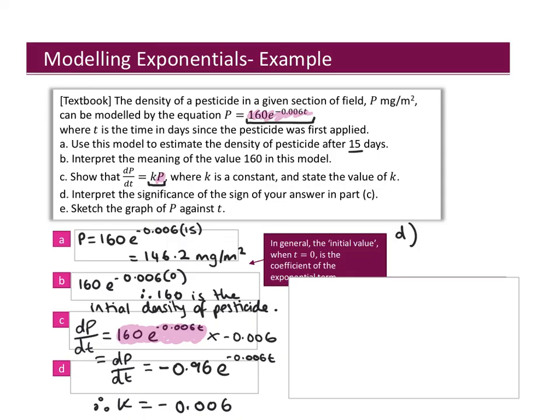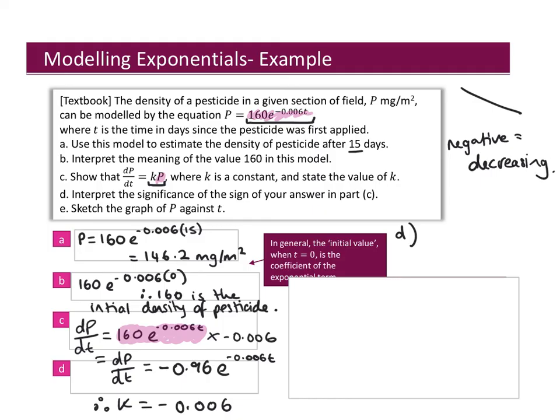Part D, I'm going to do up here. Interpret the significance of the sign of your answer in part C. Okay, the sign is negative, so that means the population is decreasing. Now we need to put this in context of the question. Remember, if it was a positive sign, we'd have a positive gradient. This is a negative gradient, so it's going to be going like this. I know it's a curve, but it's a negative gradient, so that means it's decreasing.